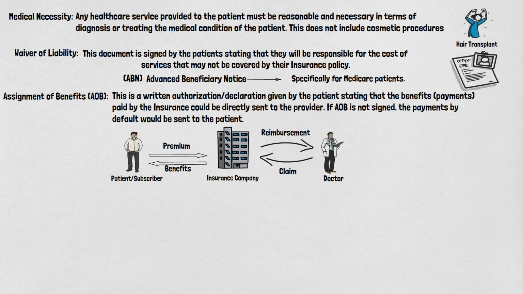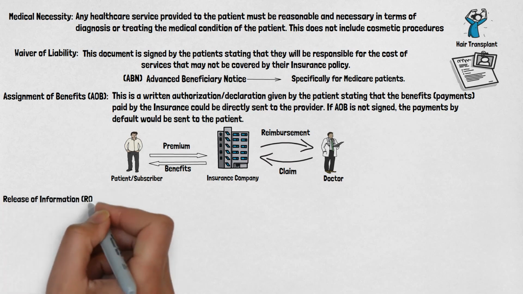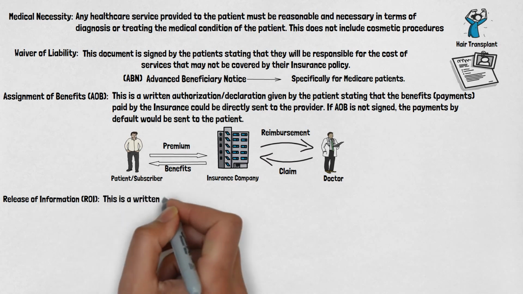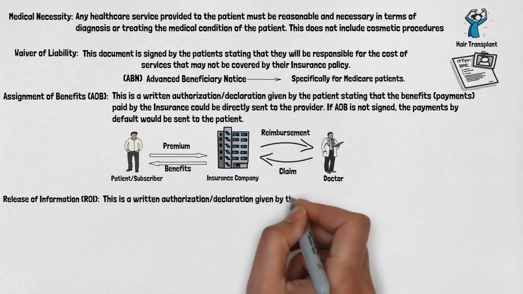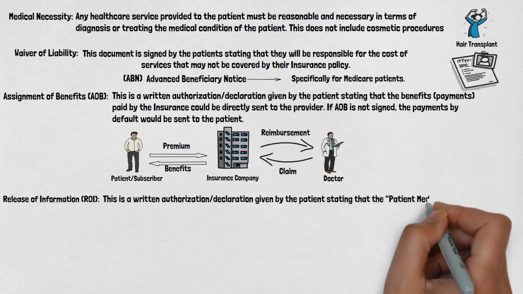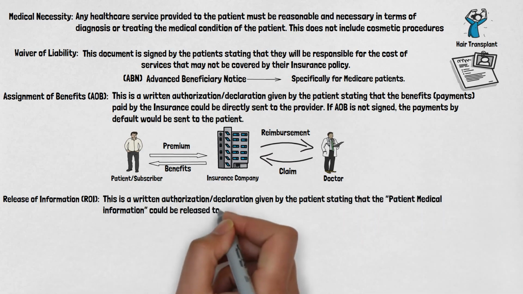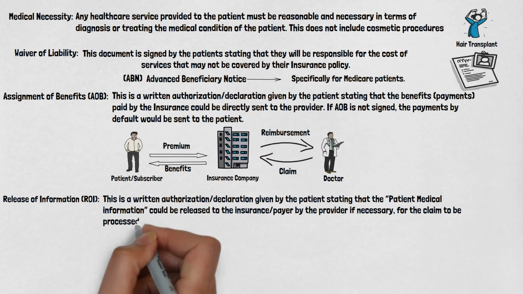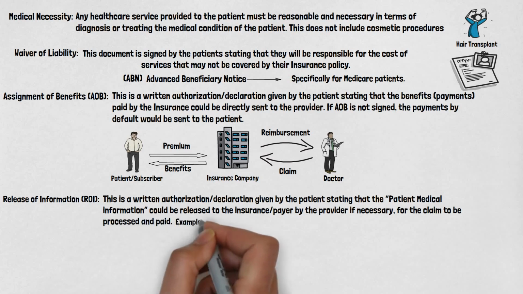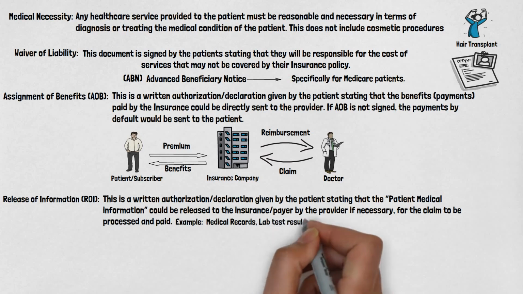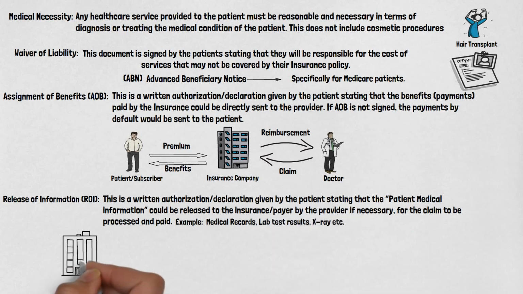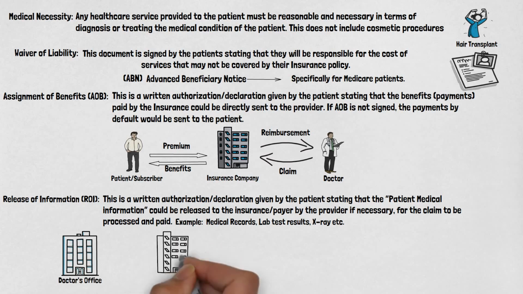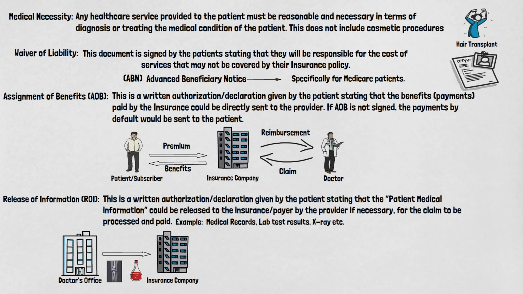Now the last one is release of information, also known as ROI. This is a written authorization or declaration given by the patient stating that the patient's medical information could be released to the insurance by the provider if necessary for the claim to be processed and paid. The patient is made to sign this document so that the doctor's office can share patient-related documents like X-rays and blood tests with other entities like the insurance company in the process of requesting authorization.